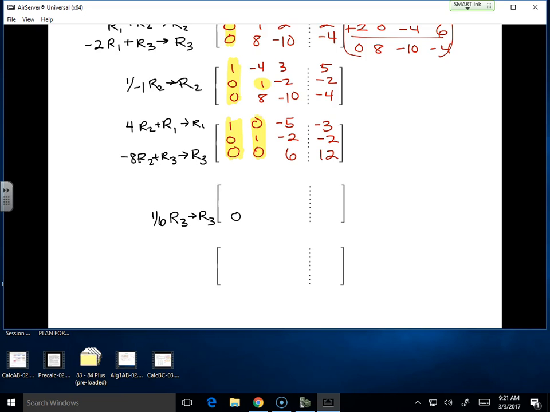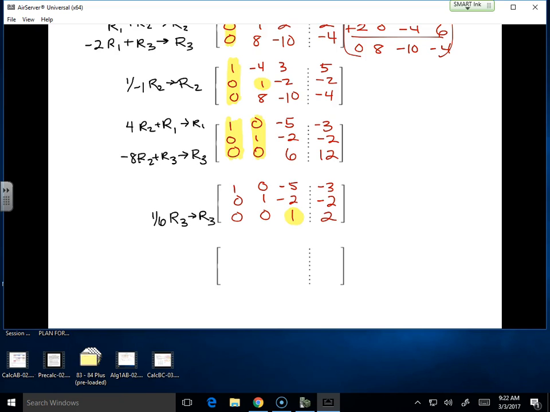1/6 is 0, 0. 1/6 of 6, 1. 1/6 of 12, 12 over 6 is 2. Row 1 and row 2 stay the same. So I wasn't working with them, I was working with only establishing my 1. Do I have my established 1? And the answer is, oh yeah.